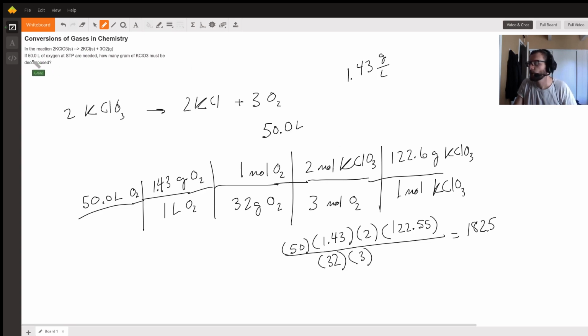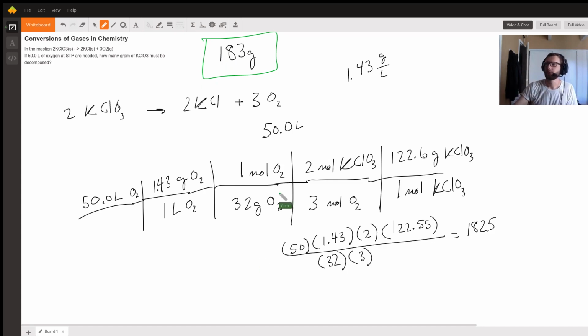So we're up here. We got 3 sig figs right here. And that means we'll end up with 3 sig figs because we're dividing. So in reality, we're going to need 183 grams of potassium chlorate, and this is going to be our final answer. So that's the amount of potassium chlorate we'll need to produce 50 liters of oxygen at standard temperature and pressure.